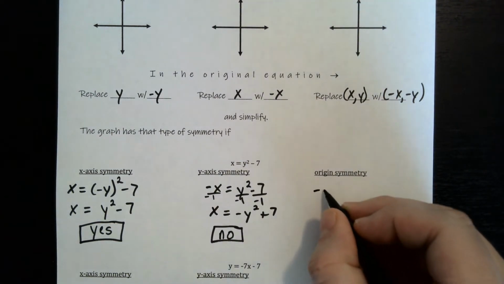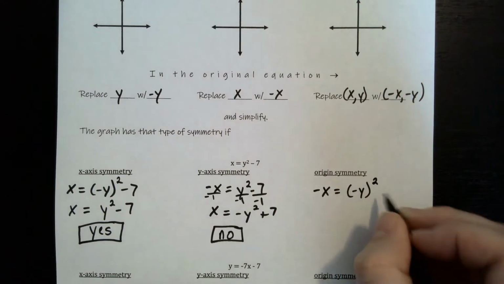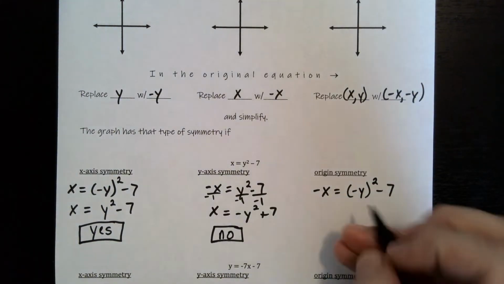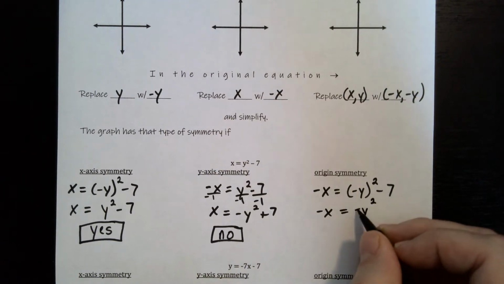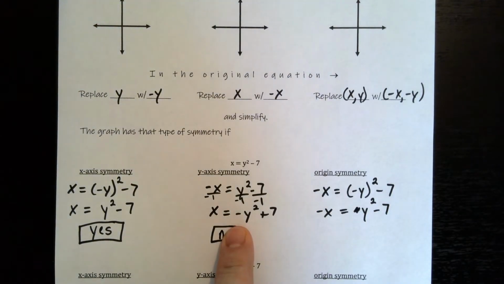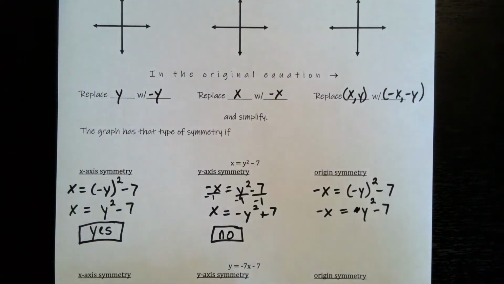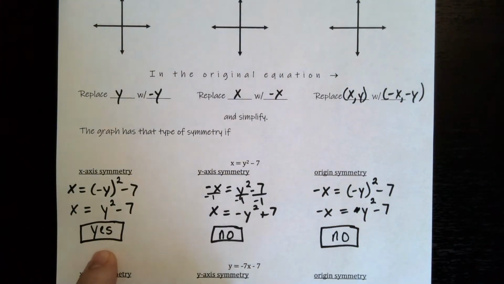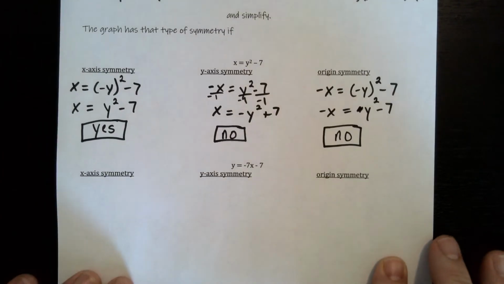So that gives me negative x is equal to negative y squared minus 7. Okay, so I have to keep that negative in here. So this gets squared out and becomes positive, so negative x is equal to positive y squared, excuse me, minus 7. So just like here, it's not the same, right? We could make this x positive, but then these signs would change and be different than the original. So as we thought, this does not have origin symmetry. And if you get a yes and a no, then it's always going to be a no on origin. Okay, let's look at another one.